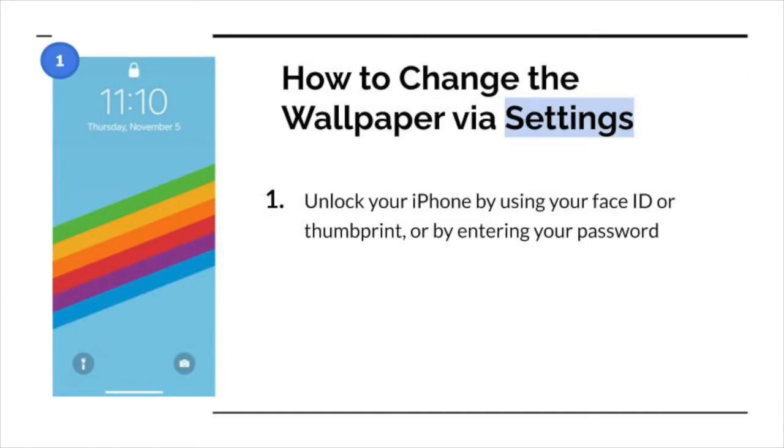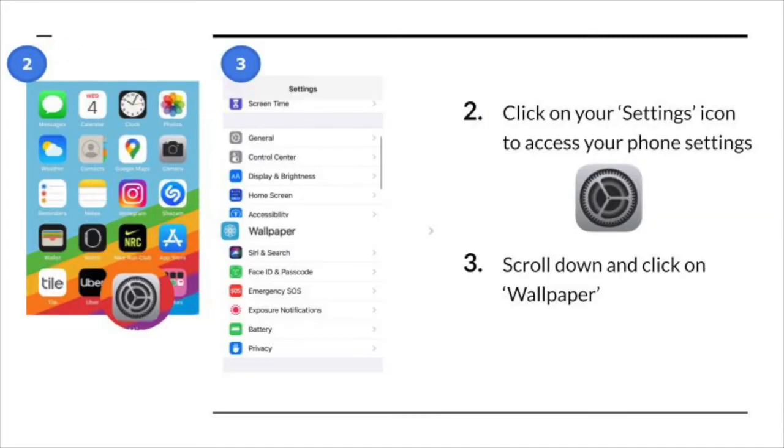The first step is to unlock your iPhone. You can do this either by using your Face ID, your thumbprint, or by entering your password. Once your iPhone is unlocked, you will then need to access your settings. To do so, click on the settings icon that was shown to you in the previous slide containing the key apps. Once the settings are open, scroll down to find the option that says Wallpaper and click on it.